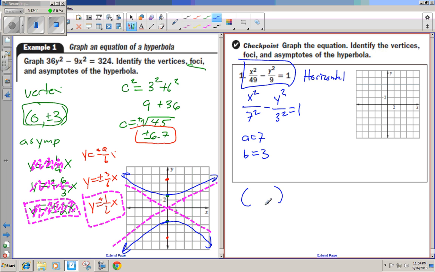That means my vertices are at plus or minus 7, 0. 1, 2, 4, 6, 7. There's my vertices. Those are the vertices. Axis of symmetry. For this one now, the asymptote slope is b over a. And so it's 3 over 7.